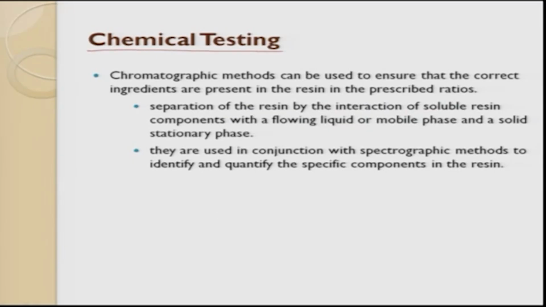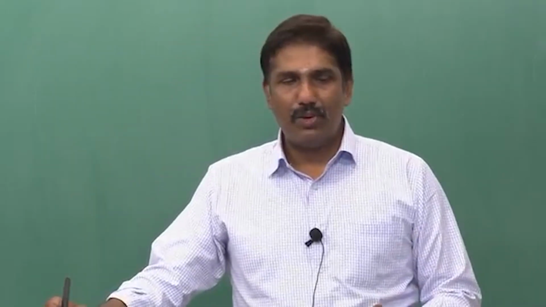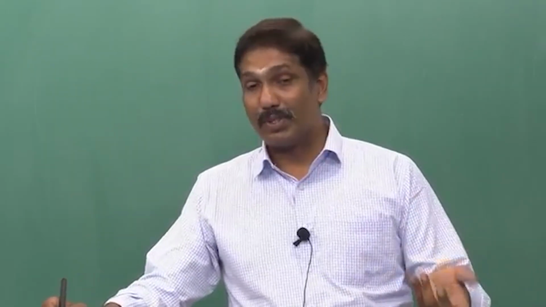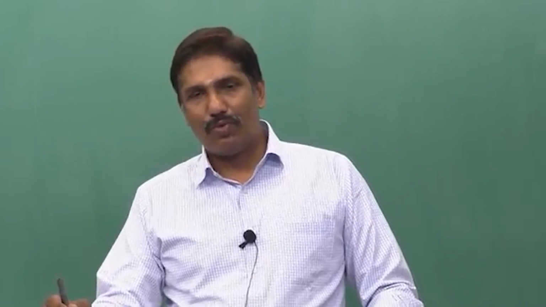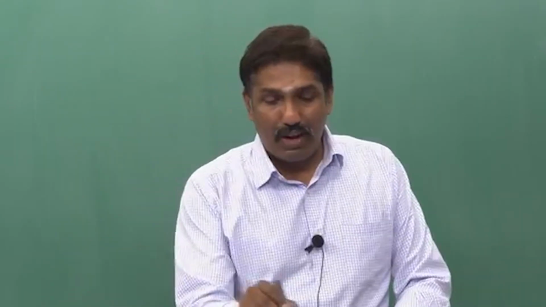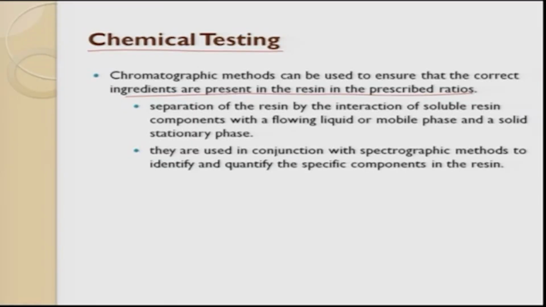The other one is a chemical test. A chemical test using a chromatographic method can be used to ensure the correct ingredients are present in the resin as per the ratio. What are the ingredients? Maybe you will add some hardener, you will add an infrared absorbing or infrared protection additive, and you might add some water, or there might be a presence of water. So you would like to know from the chromatographic methods what the composition of it is.